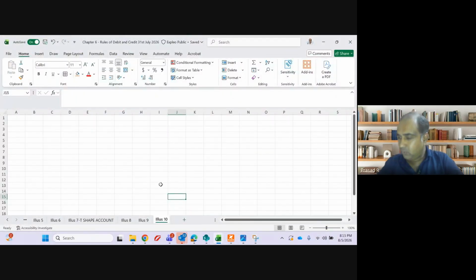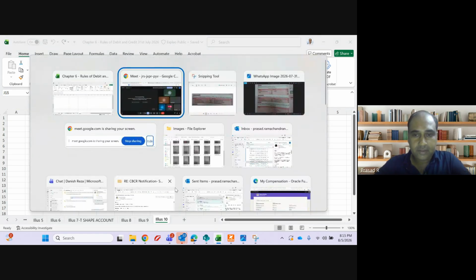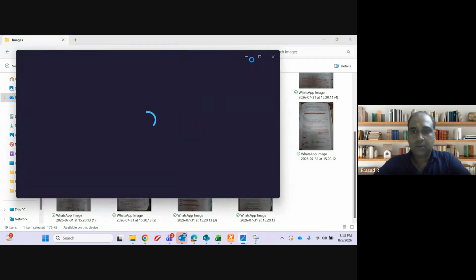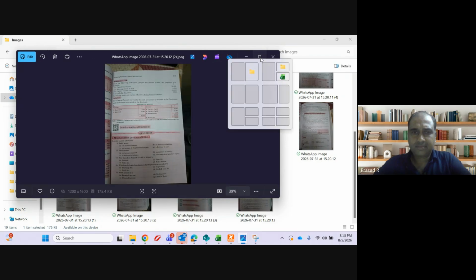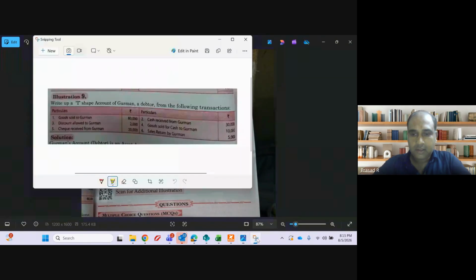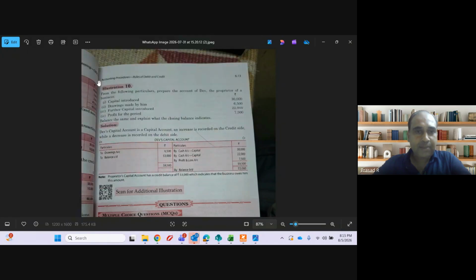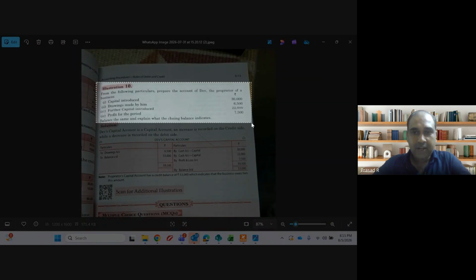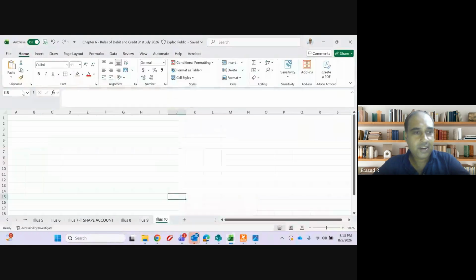Illustration 10 now. From the following particulars, I need to find out where is my illustration 10. I think this is the one. See, I am hiding the answer so that you can apply your mind. We'll copy only till here. Now you guys will apply your mind and tell me.